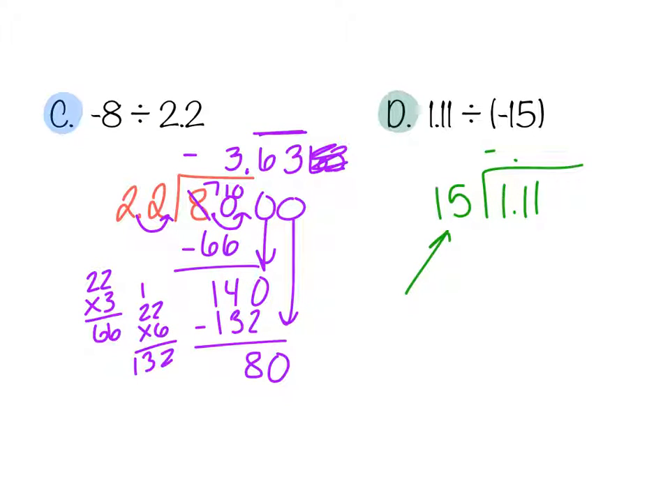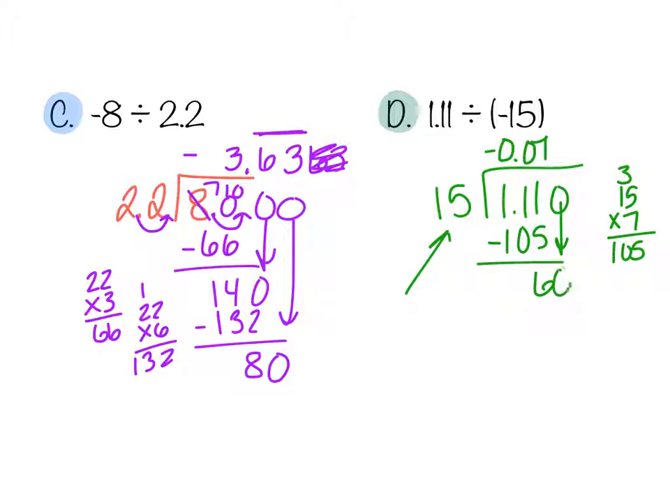15 does not go into 1 or 11, but it will go into 111 7 times. So we need to put a 0 there because it did not go into 11, so we have to put a 0 there after the decimal point. That 0 is important. This one not so much, but this one after the decimal point is. And 15 times 7 is 105, so we subtract and we get 6. And then we drop down a 0, and 15 goes into 60 4 times, and that is 60. So we're done. So negative 0.074.